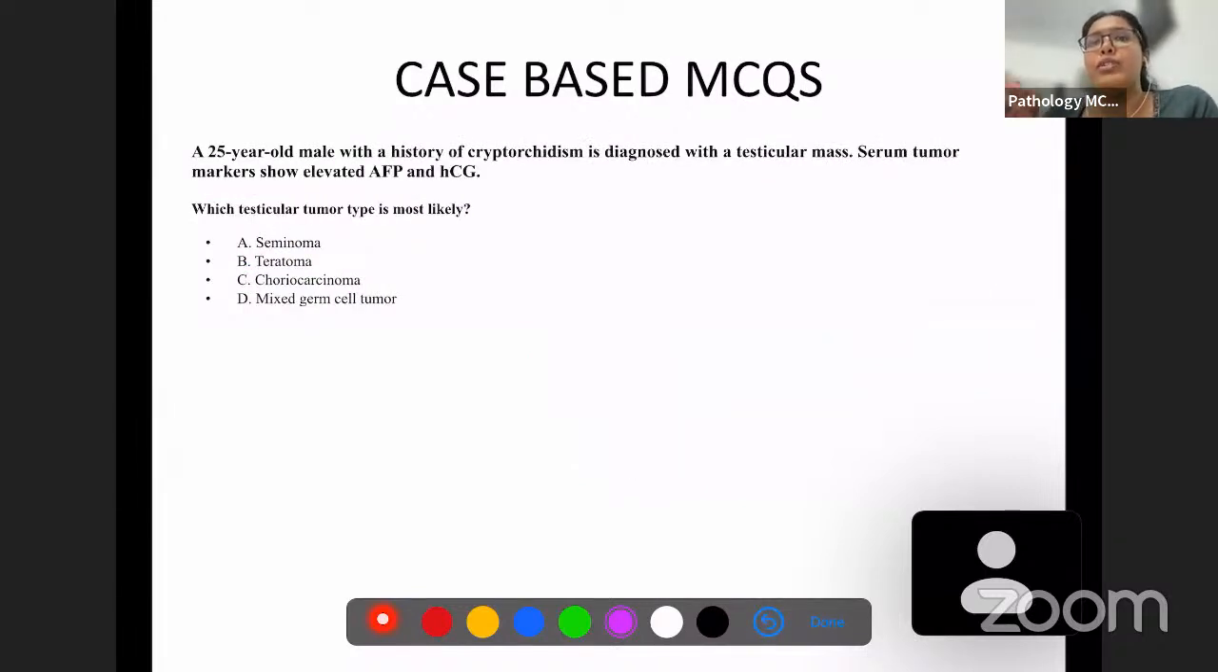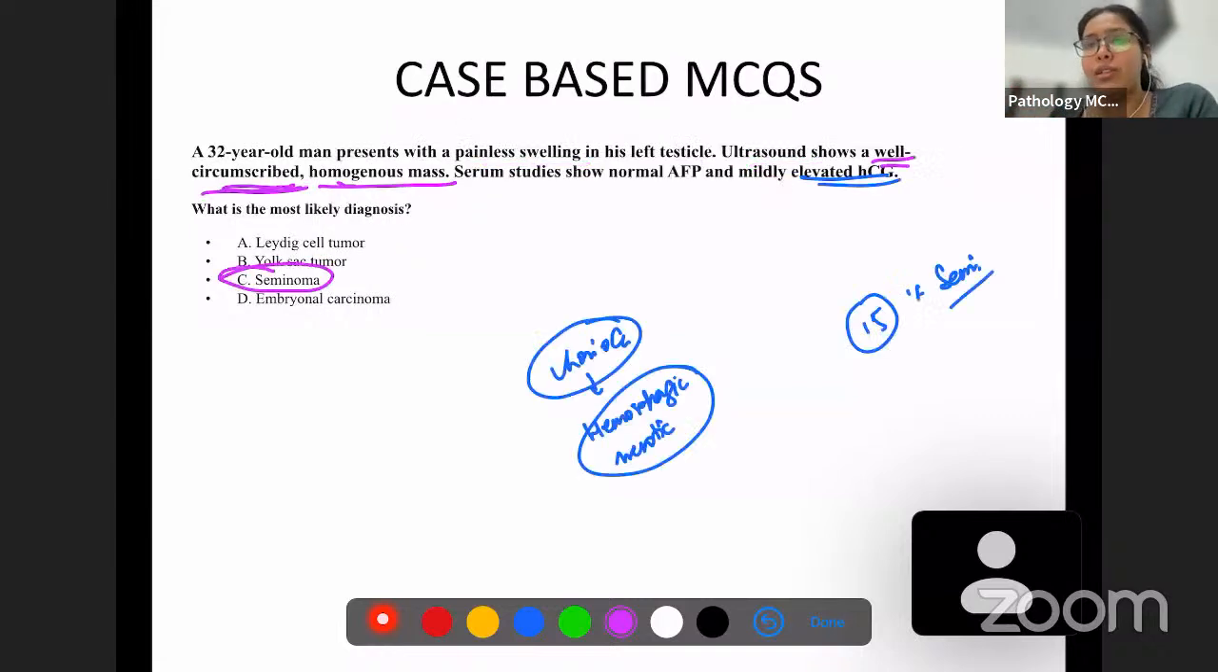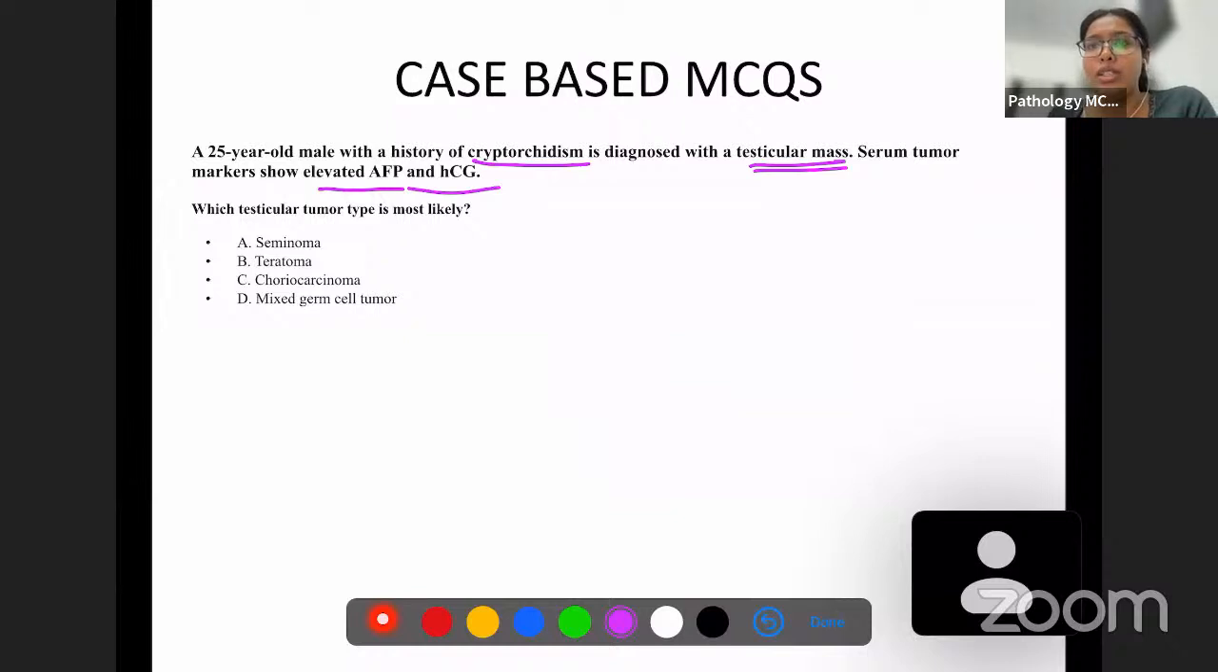And then you have another question where a 25-year-old male with a history of cryptorchidism is diagnosed with a testicular mass. Serum tumor markers show elevated AFP and HCG. Okay, so again, AFP and HCG are elevated. This is a patient with cryptorchidism, and this patient has elevated AFP and HCG. Now this is again a very tricky question which they have asked. So now we have elevated AFP, and we have elevated HCG also.